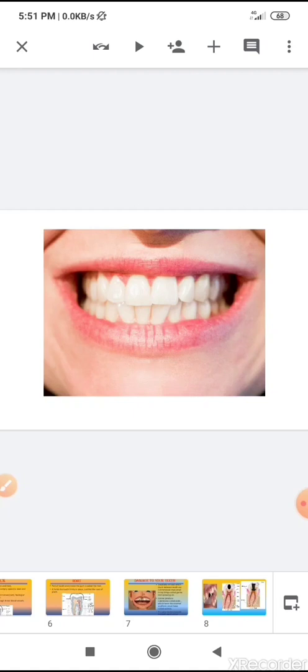Yes, very good. There are two types of teeth. One is milk teeth or temporary teeth, which remain up to 6 years and then start falling off. And the second one is permanent teeth, which remain throughout life.